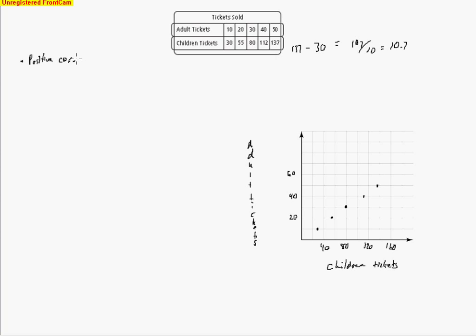correlation. And the reason it's that is as children's tickets increase, we end up seeing an increase in adult tickets. So now what we're going to do is we're going to draw the line through these points.